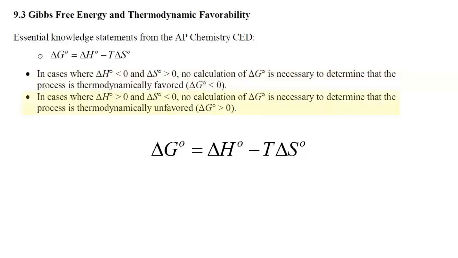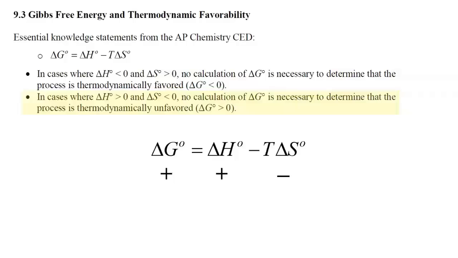Here's another situation. Suppose that the sign of delta H is positive. So we have an endothermic process. Suppose that the sign of delta S is negative. So we have a process in which the entropy is decreasing. Under these conditions, the sign of delta G must be positive. So in cases where delta H is positive and delta S is negative, no calculation of delta G is necessary to determine that the sign of delta G is positive and the process is thermodynamically unfavored.